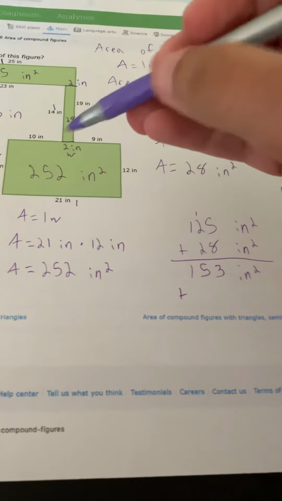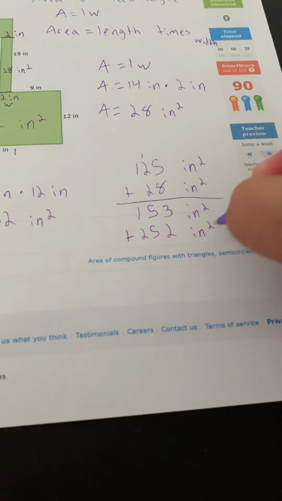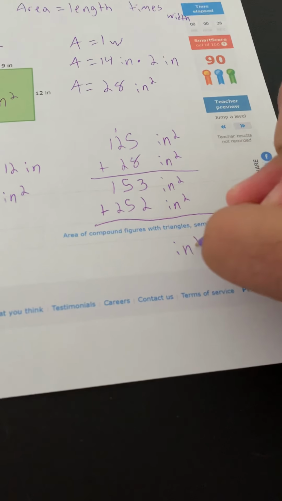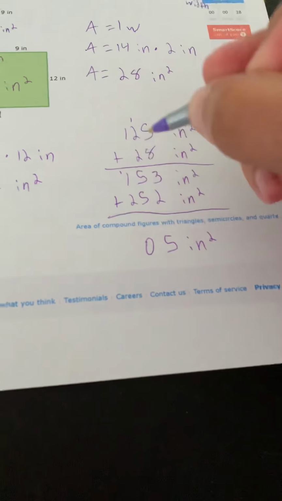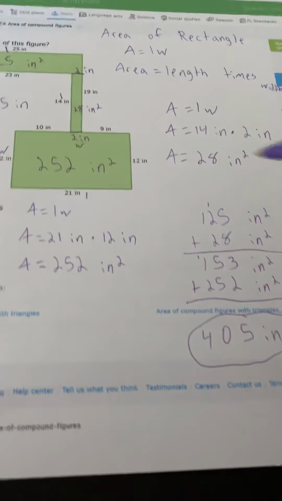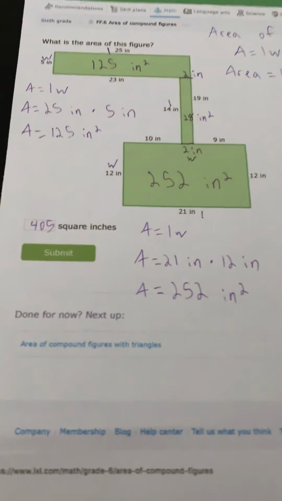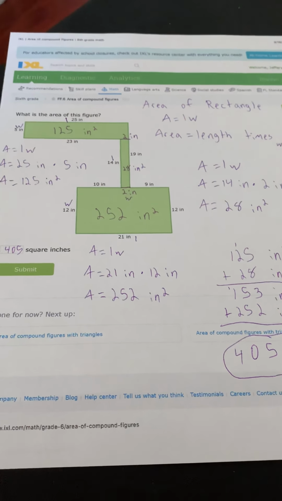So then I'm going to add my other one, 252 inches squared. So that's going to give me inches squared. 3 plus 2 is 5. 5 plus 5 is 10. So I carry my 1. 1 plus 1 is 2. 2 plus 2 is 4. So that's my answer, 405 inches squared. So my answer is 405 square inches. So I know this one took a little bit longer, but it wasn't very difficult. It just takes a while.